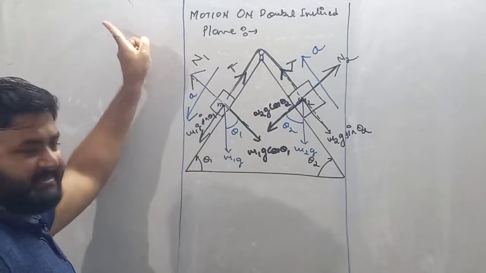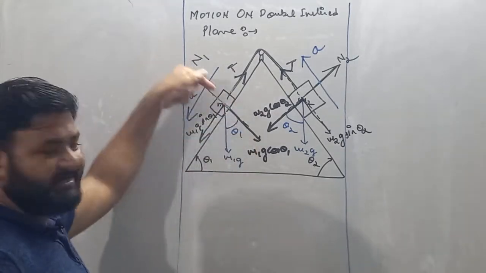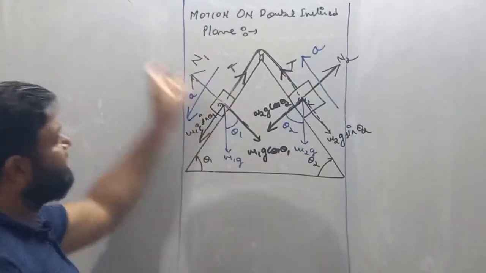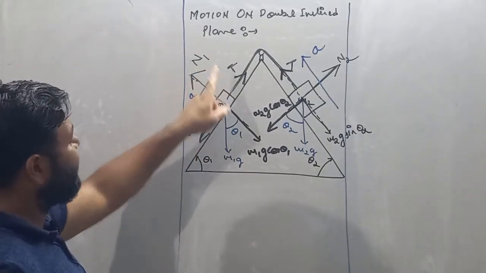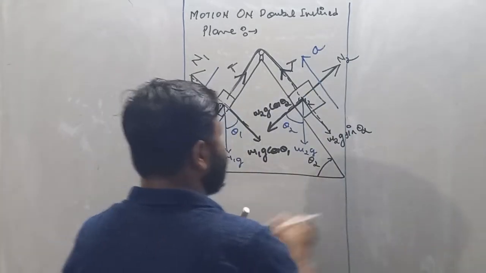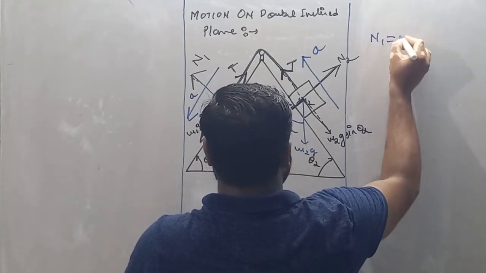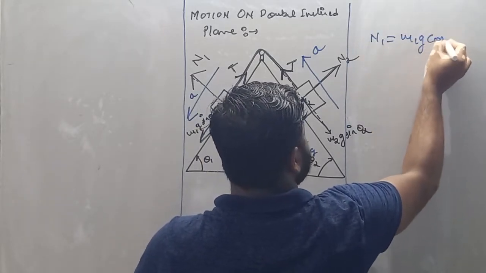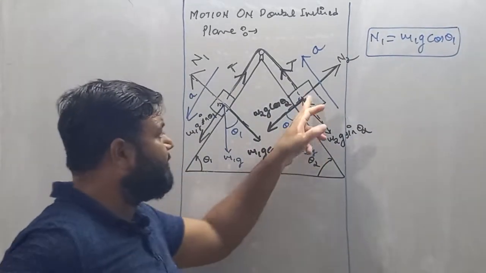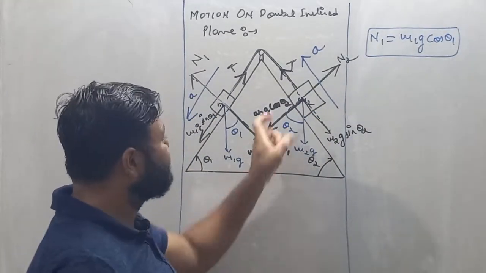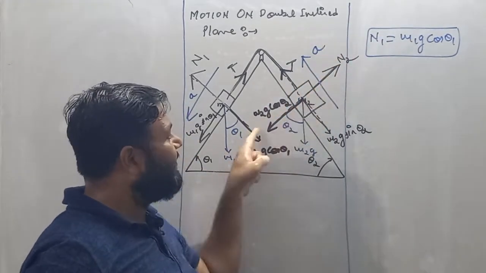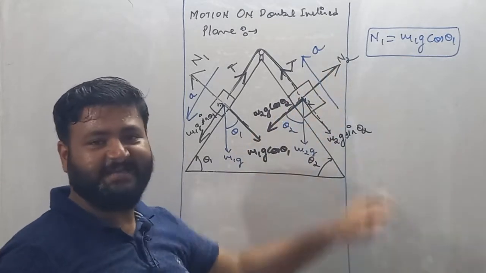So see, N1 is in this direction, m1g cos theta 1 is in this direction, but motion cannot take place neither in this direction nor in this direction. So we'll say N1 and m1g cos theta 1 are equal. So I'll write N1 must be equal to m1g cos theta 1. Similarly, if I am talking about this block, this block also never moves in this direction as well as in this direction. So we'll say along this axis forces are in equilibrium.